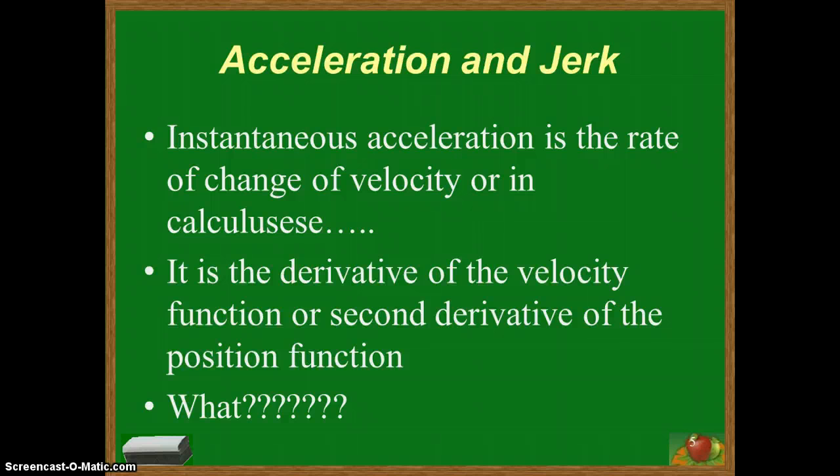Acceleration and jerk. Two other ways to describe an object's motion would be the idea of acceleration, in this case instantaneous acceleration, which is the rate of change of velocity, or in calculus, it would be the derivative of the velocity function, or the second derivative of the position function. You might say, what? In other words, we want to find the rate of change of velocity. The derivative is the instantaneous rate of change. So let's just take the derivative of the velocity. Or that would be the second derivative of the position function, because velocity itself is already a derivative.